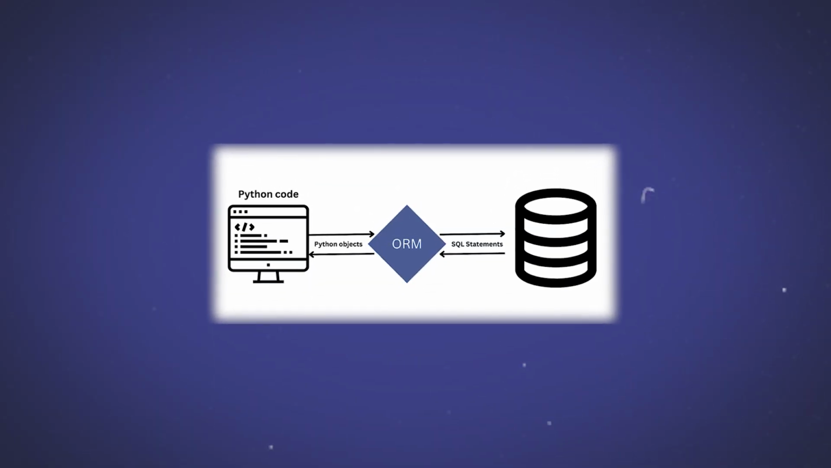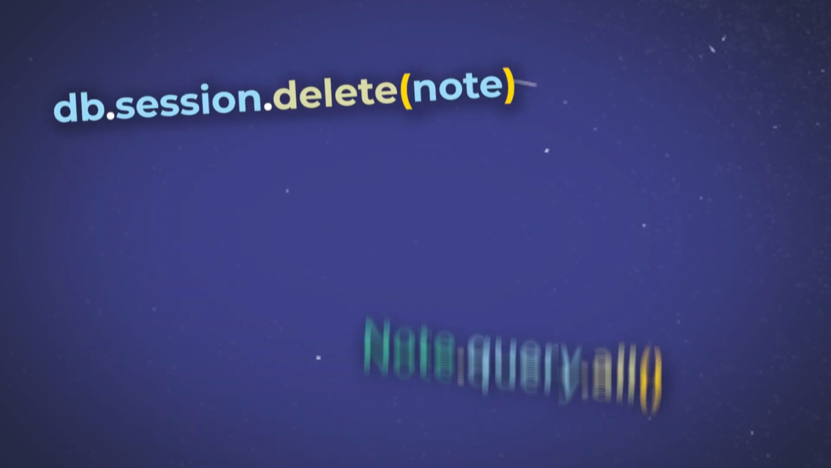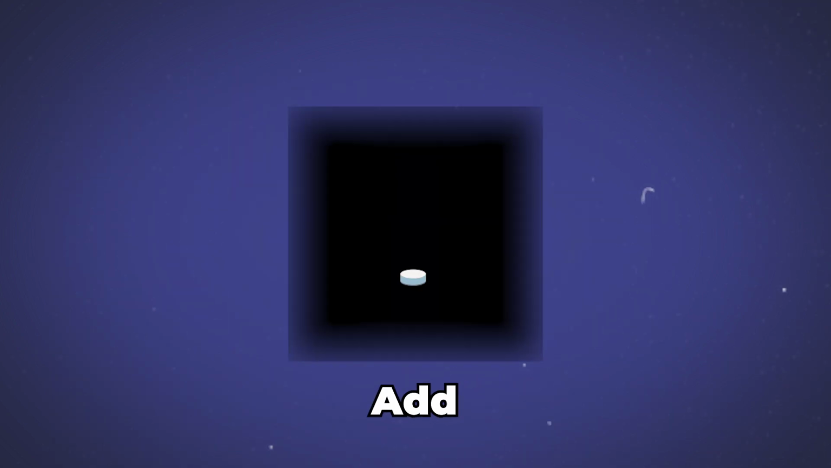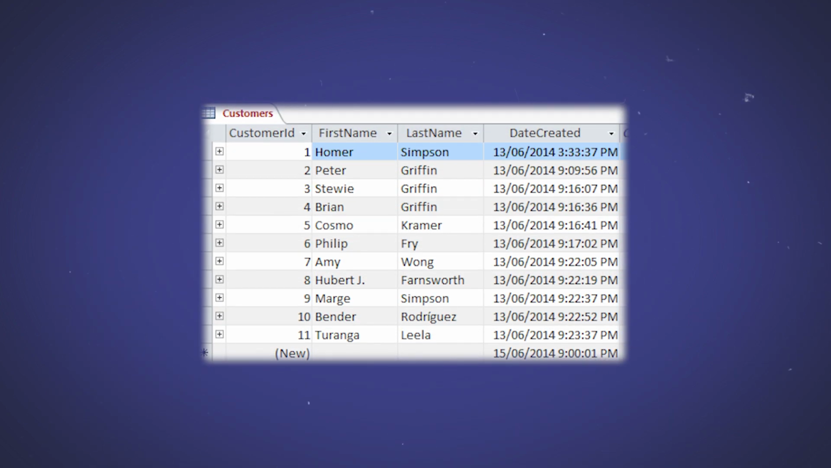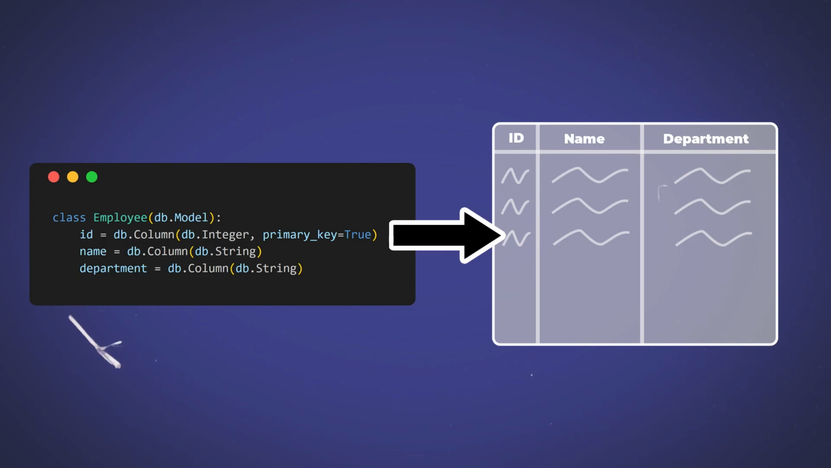SQL Alchemy is an object relational mapper, which means that instead of writing SQL statements to interact with our database, it provides convenient functions to read, update, add, and delete rows in the tables in our database. This means that we can create a class and specify the different columns as properties of the class, and have SQL Alchemy automatically create the tables for us.